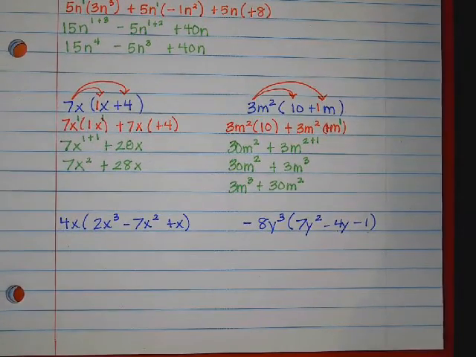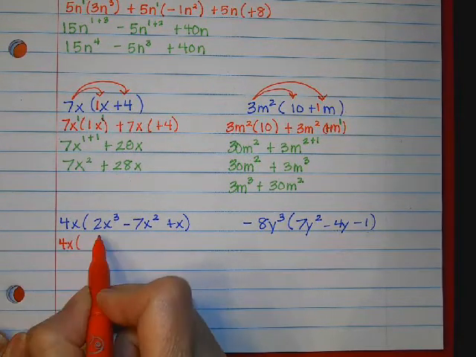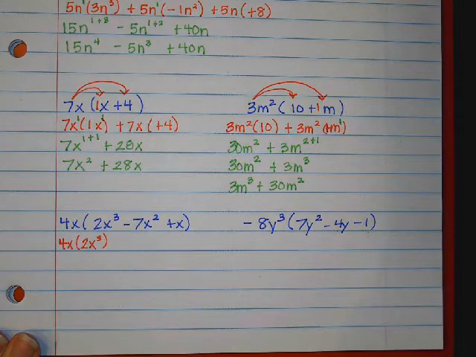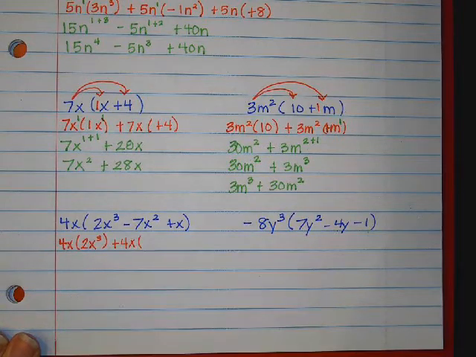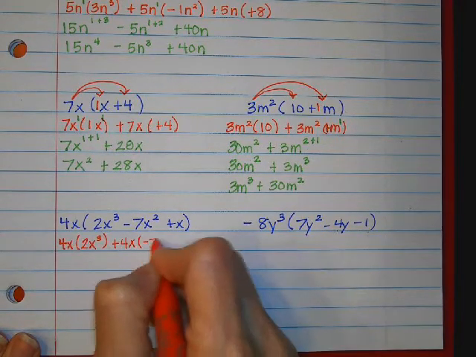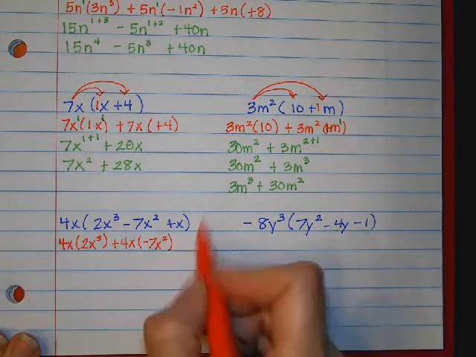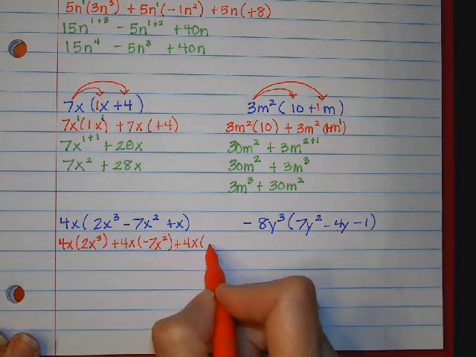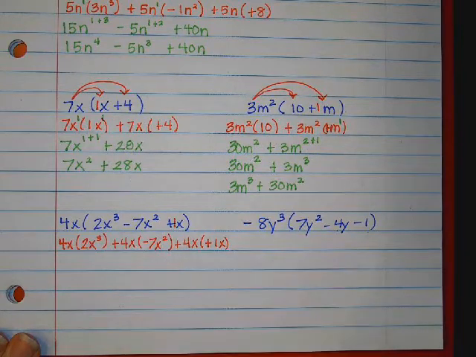Alright, so here we go. We're going to take our first term, which is a positive 4x, and we're going to multiply it by the first term, which is 2x to the 3rd. We'll take our positive 4x and multiply it by our second term, which is a negative 7x squared. We'll take our outside term, our monomial, positive 4x, and multiply it by our last term, which is a positive 1x. So I'll put that 1 right there so you can see.